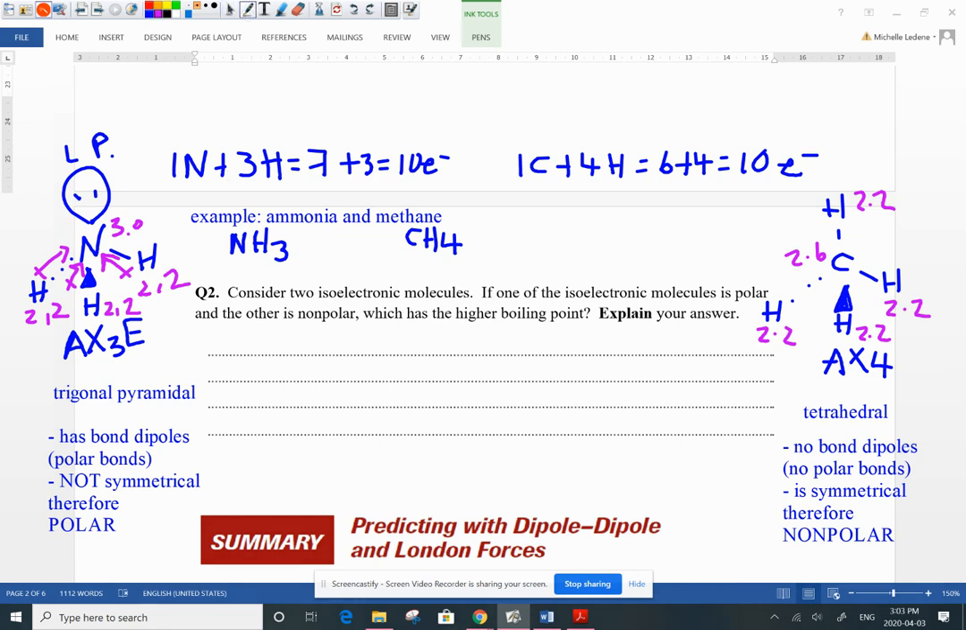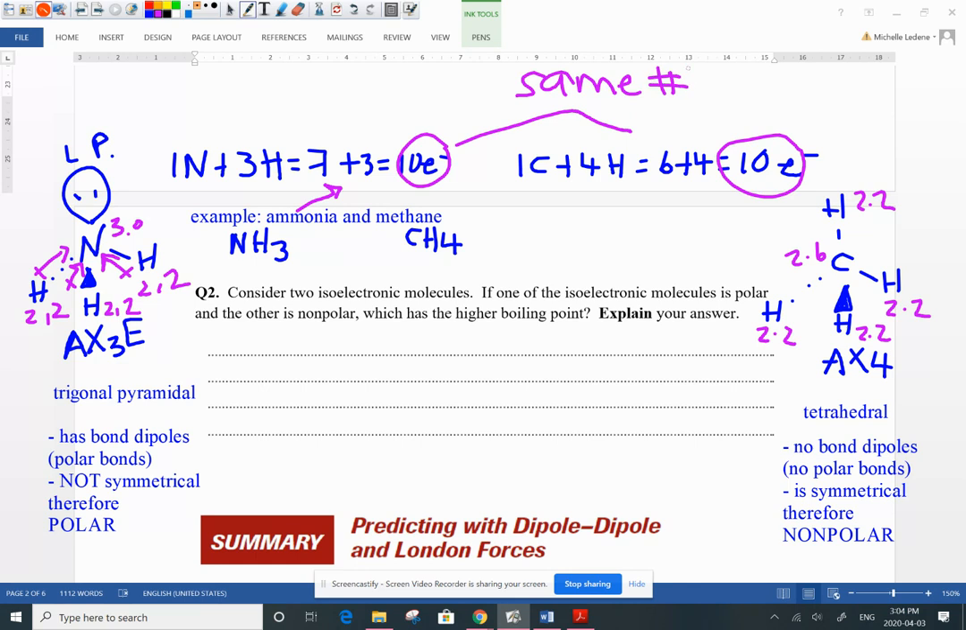Well, I'm comparing for you here ammonia and methane. So here is ammonia, NH3, 1 N, and 3 hydrogens. It has 10 electrons. Now let's compare to our methane molecule. Oh, look at that, 10 electrons. These guys have the same number of electrons. These guys are isoelectronic. Now let's look at their structures.